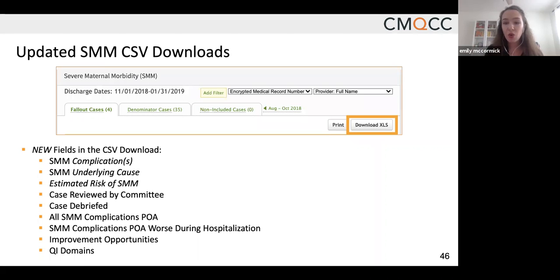Like I mentioned, we have updated the CSV downloads to incorporate all of these new fields. So you'll start to see the underlying cause category, the estimated risk percent, whether they were reviewed by committee, if they're debriefed, the POA status, and then those improvement opportunities if you've documented them in the Maternal Data Center. If you have not, those columns will be blank. And this download button is available on the patient drill down screens. You'll see this download XLS button.